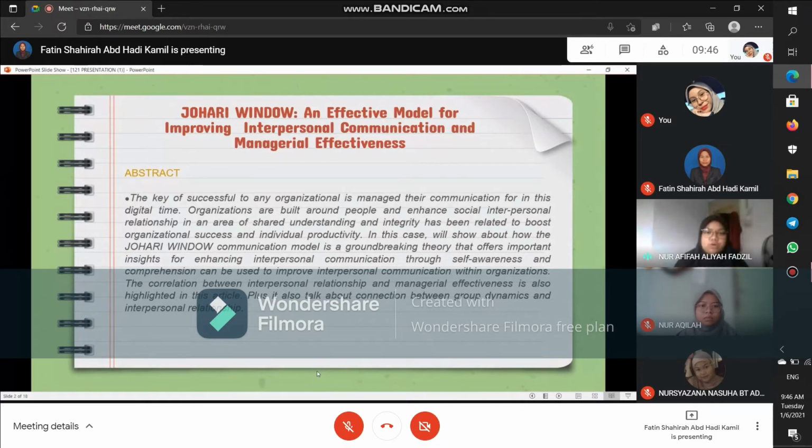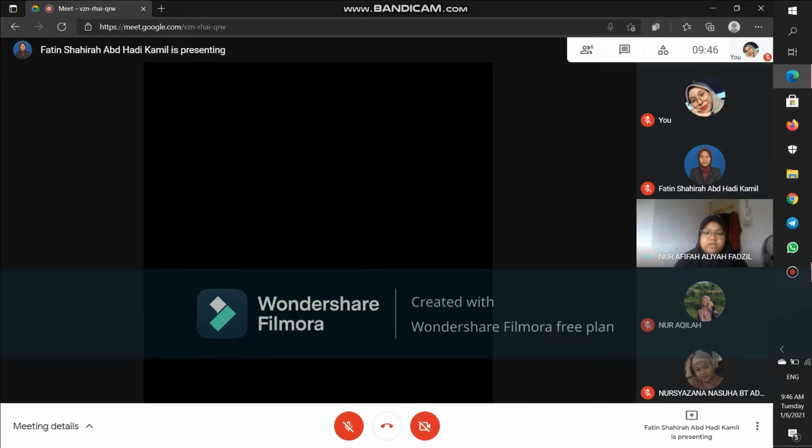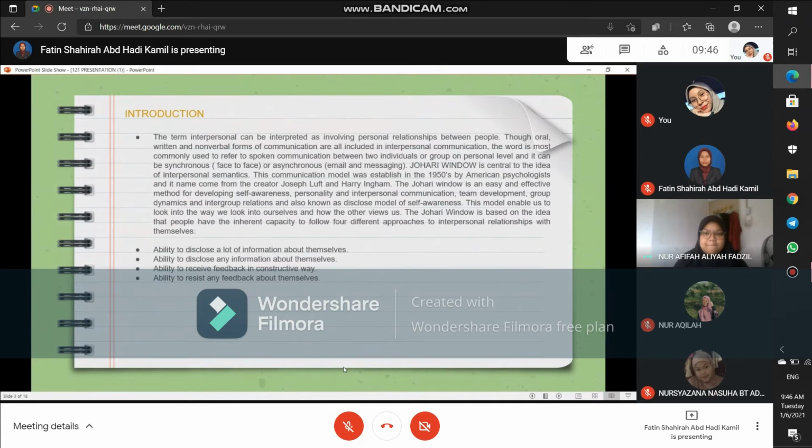The article shares how the Johari window communication model is a groundbreaking theory that offers important insight for enhancing interpersonal communication. Through self-awareness and comprehension, it can be used to improve interpersonal communication within organizations. The correlation between interpersonal relationship and managerial effectiveness is also highlighted in this article. Plus, it also talks about the connection between group dynamics and interpersonal relationship. Next.